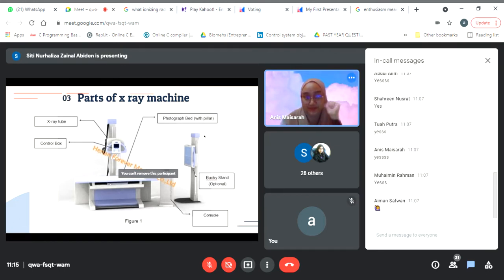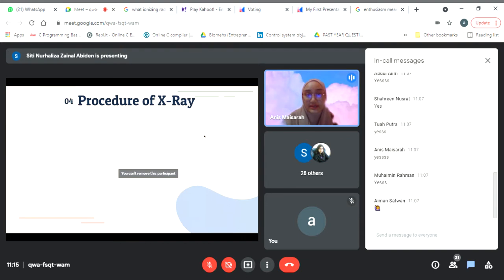Next. Okay, here is the procedure of X-ray. I will let you watch this video first before I conclude some important points. So happy watching.